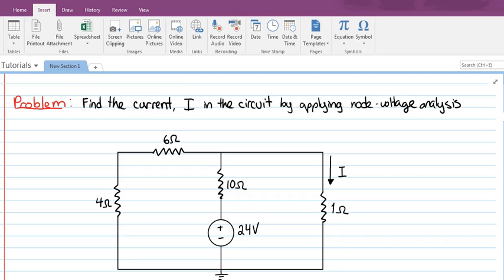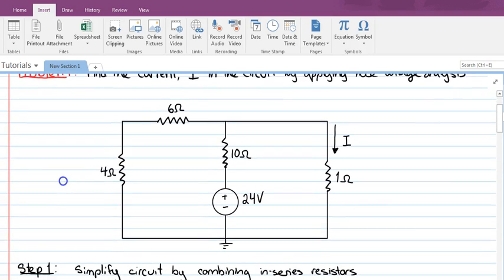We see that the current I is the current flowing in the right branch of the circuit through the 1 ohm resistor. The circuit has a middle branch that has a constant 24 volt voltage source in series with a 10 ohm resistor. And on the leftmost branch of the circuit, we see two resistors in series, one 4 ohm resistor and one 6 ohm resistor. Now what's our first step?